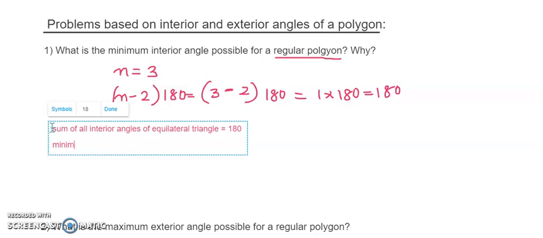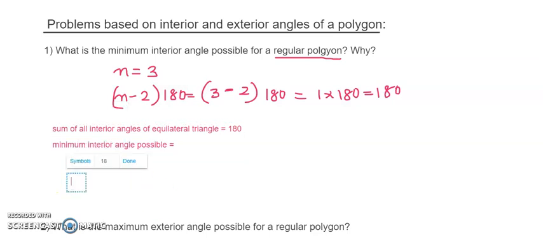So the minimum interior angle possible is equal to what? 180 divided by 3, which is equal to 60.